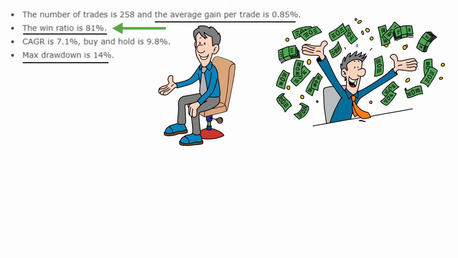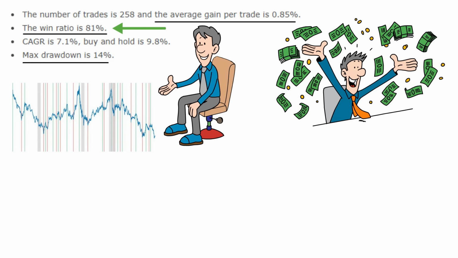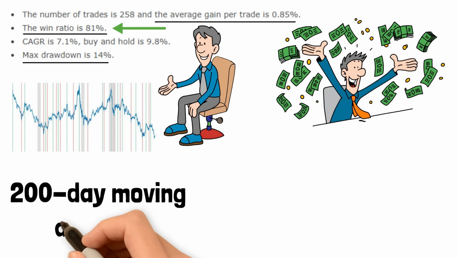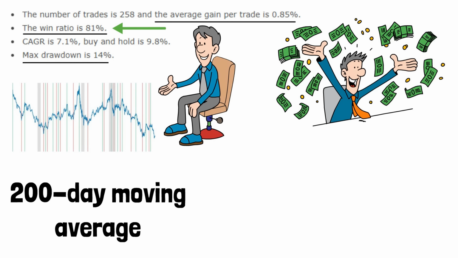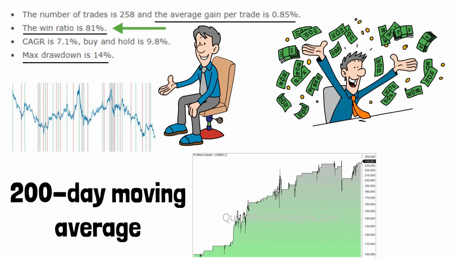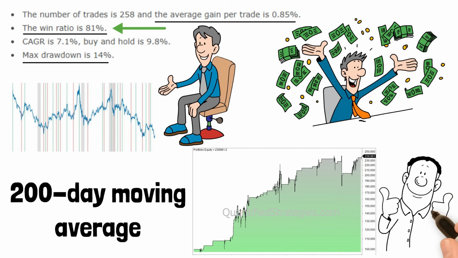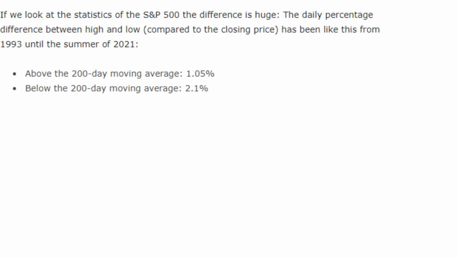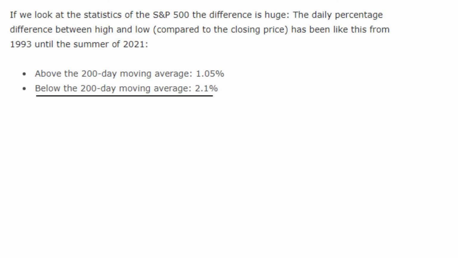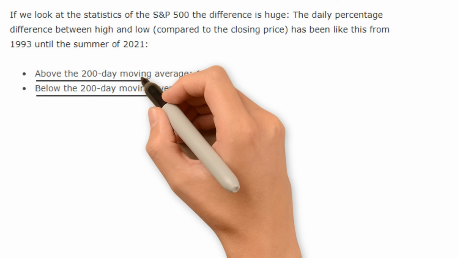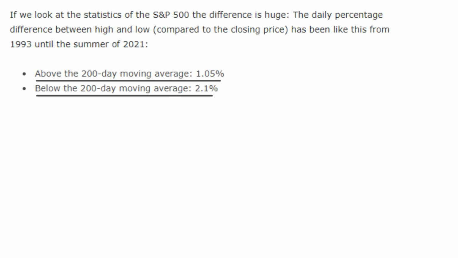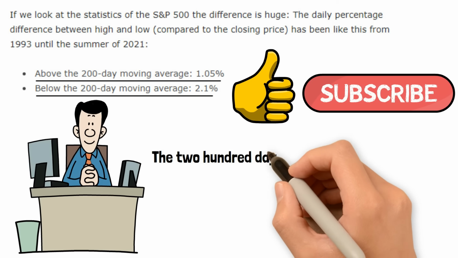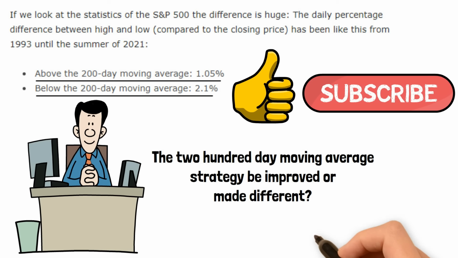If we turn the trend filter upside down and only take trades that are below the 200-day moving average, we clearly see that the performance is more erratic compared to when it's above. That makes sense because history shows that volatility is twice as high under the 200-day moving average than when it's above. Can the 200-day moving average strategy be improved or made different?